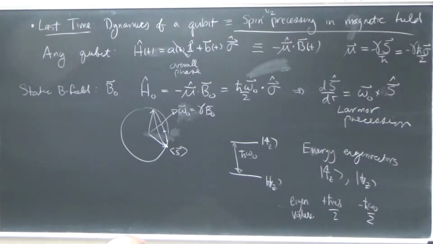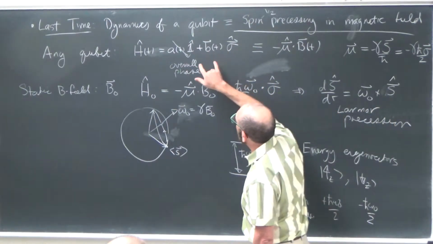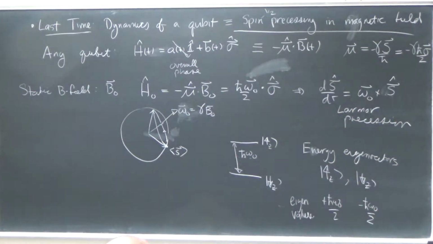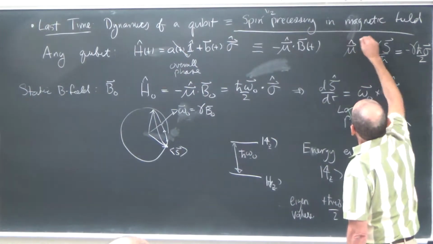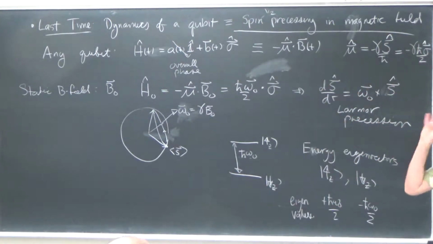Then we just focus, unless there are other reasons to do so, on this term, which we recognize as equivalent to the dynamics of a magnetic dipole moment proportional to the spin of the particle in some magnetic field, which we generically allow to be time dependent.